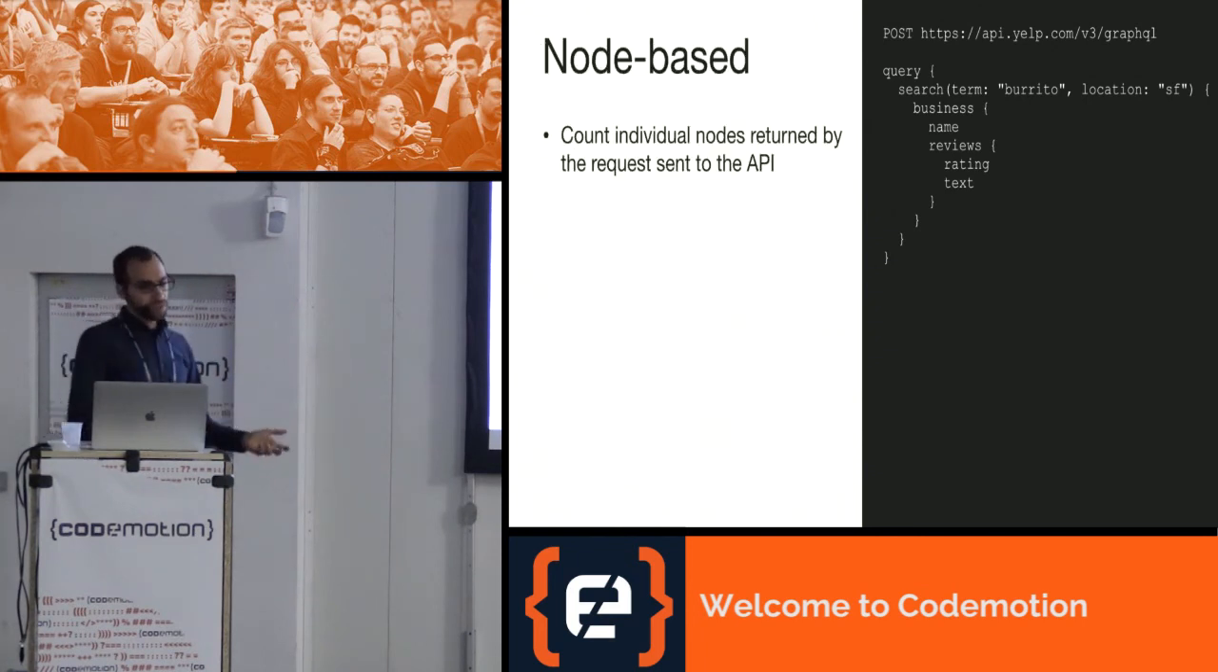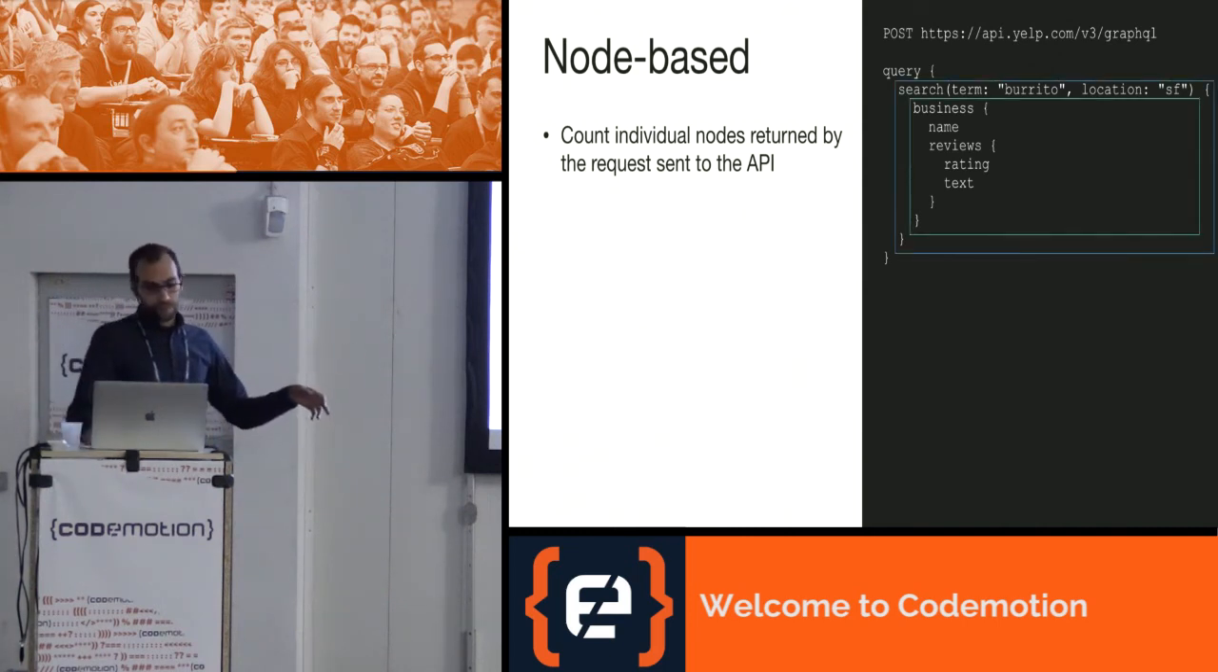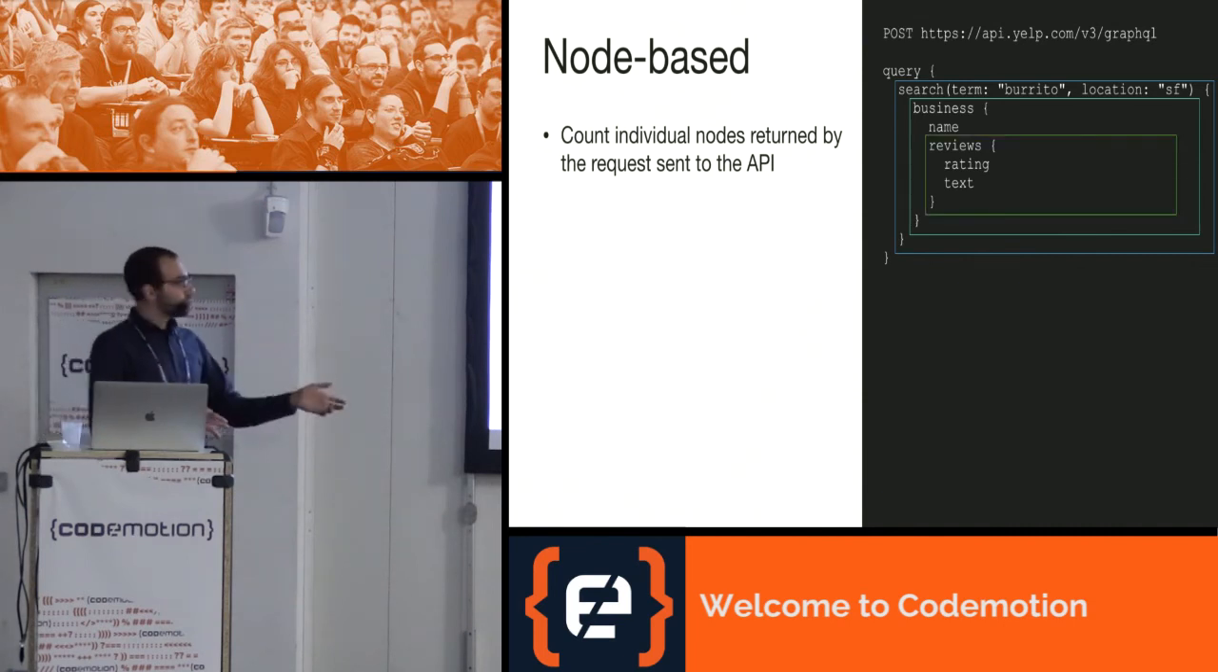So the first option we presented is node-based. Instead of counting the query itself, send as many queries as you want, but count the individual nodes returned by the API. So search counts as an individual node. Business would count as a group of nodes. The search query tends to return 20 businesses, so there would be 20 nodes returned by the search call. And reviews would be another group of nodes. We generally return 3 reviews per business, so this would be a group of 60 nodes. In total, this query would cost you 81 total nodes against your daily total.